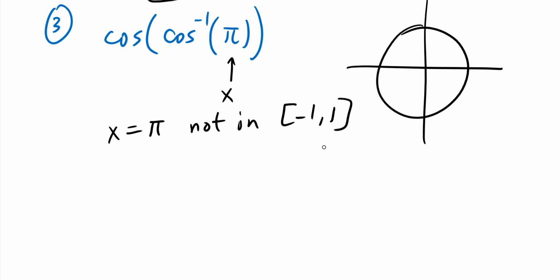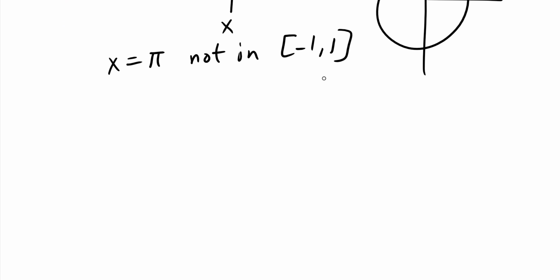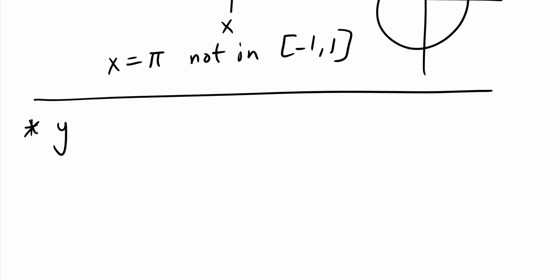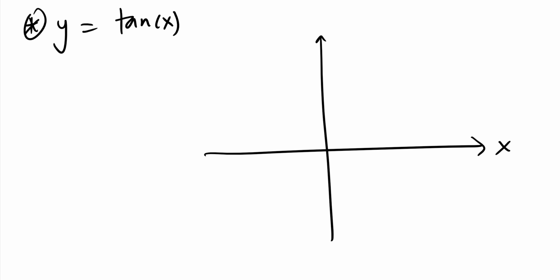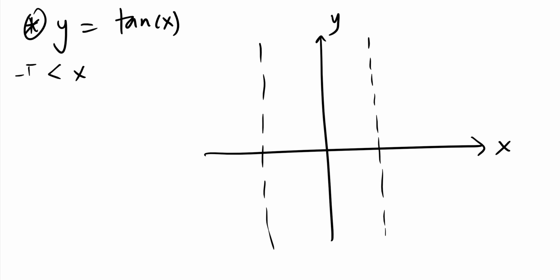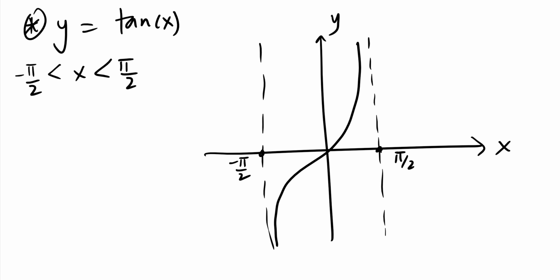So now, let's look at the tangent. Y equals tangent of x. And to graph this, I'm going to take the graph of tangent from -pi/2 to pi/2. If you remember, there's a vertical asymptote at -pi/2. So the x here goes from -pi/2 to pi/2, excluding those points. And the graph of tangent was like this. So this is y equals tangent x.